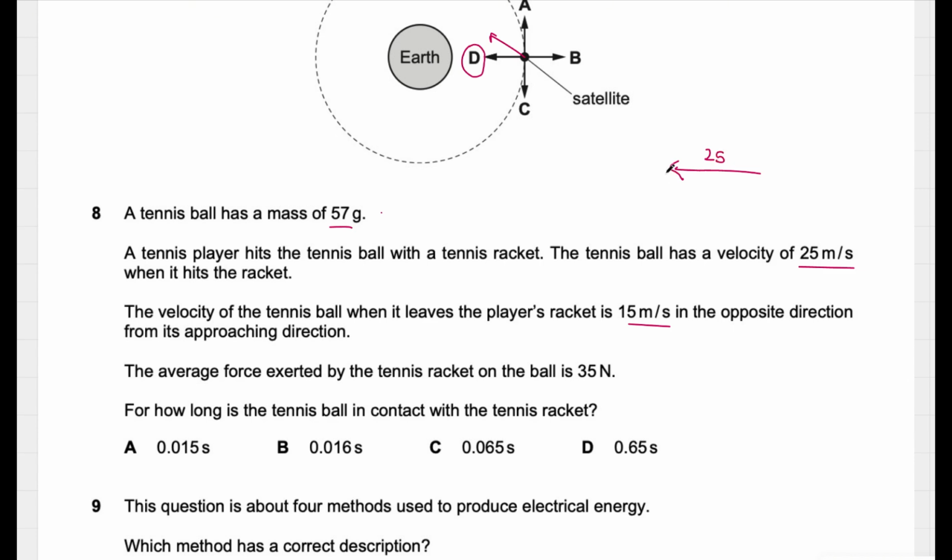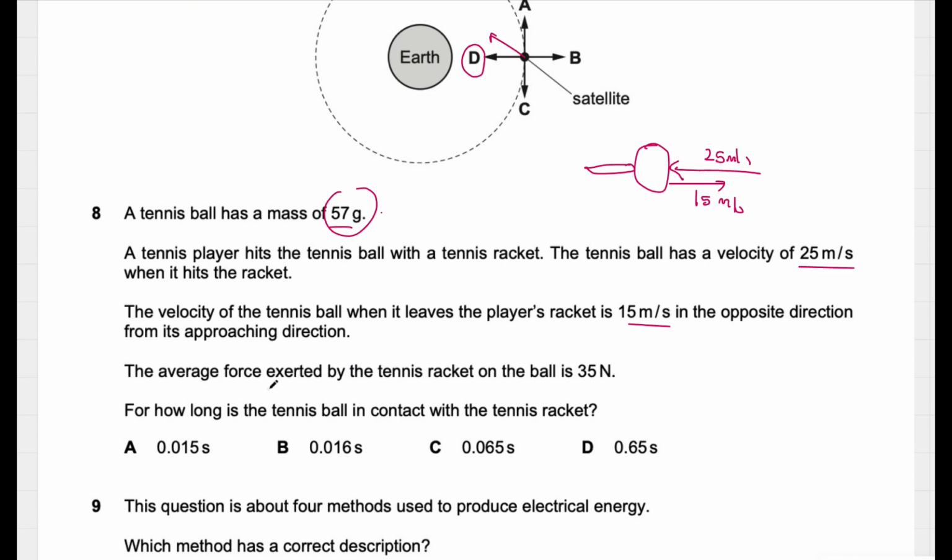Okay, the ball hits the tennis racket, let's say this is the racket. When the ball hits here, it starts to go in the opposite direction with a speed of 15 meters per second. Originally it's 25 meters per second before the ball hits the racket. We know the mass also, so we should keep all these things in mind.